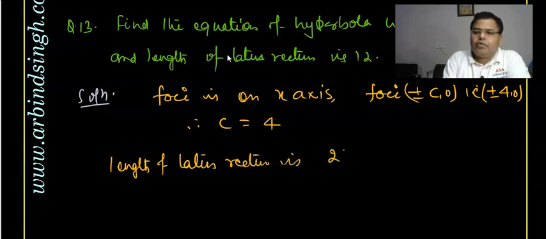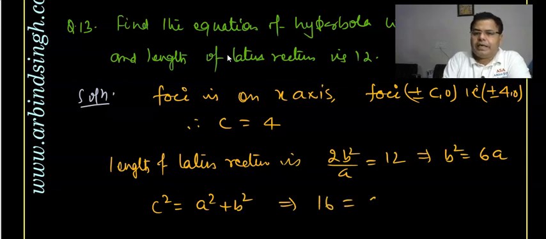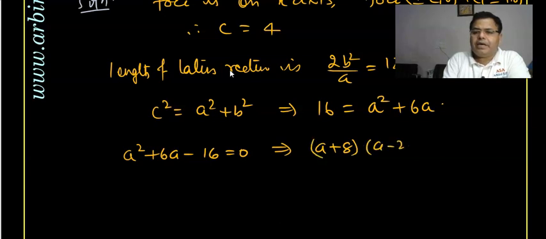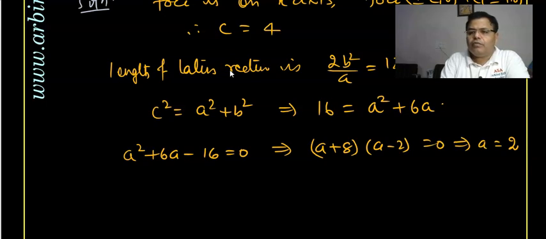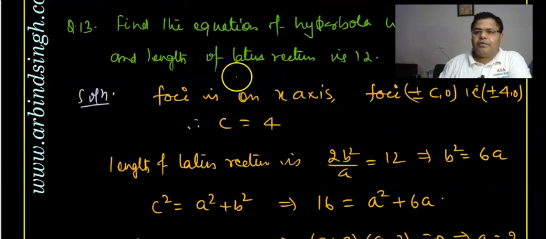Length of latus rectum is 2b square upon a, that is 12. So b square is equal to 6a. Now c square is equal to a square plus b square, that is c square is 16 and b square is equal to 6a. So we can write a square plus 6a minus 16 is equal to 0. That can be written as (a plus 8)(a minus 2) is equal to 0, which gives a is equal to 2, because a is a distance, so distance cannot be negative. Now a is 2, and therefore b square is equal to 6a, that is 6 into 2, that is 12. So a is 2 and b square is 12, and focus is along the x-axis.